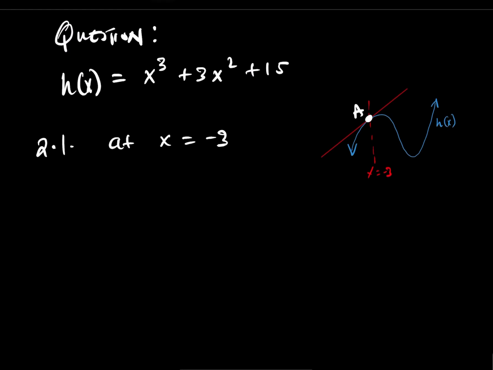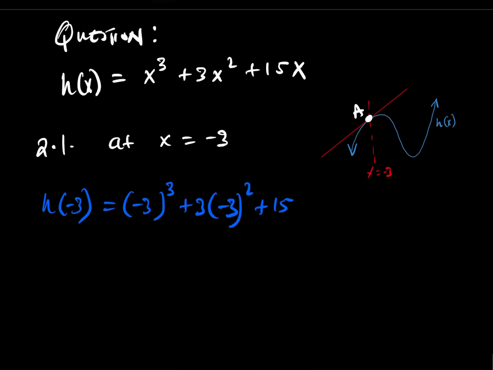So how do I get the y value if I have the x value? I need to plug it into the equation. So let me find h of -3, and that is equal to (-3) cubed, and then plus 3 into (-3) all squared, plus 15x. And then now I have to put a -3 here.